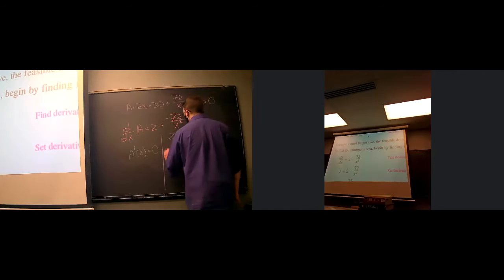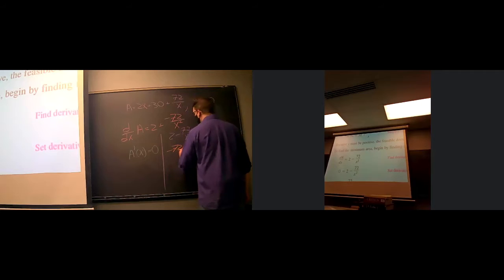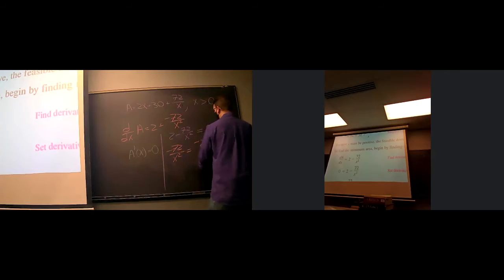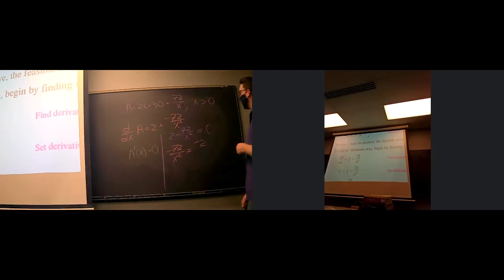How are we gonna go about this? Subtract 2 from each side. Yeah, subtract 2 from each side. Gonna get negative 72 over x squared is equal to negative 2. We can multiply both sides by x squared now, right? And then divide out that negative 2.